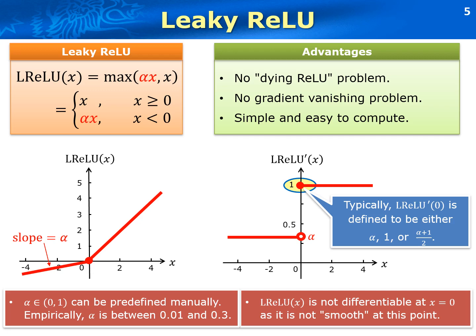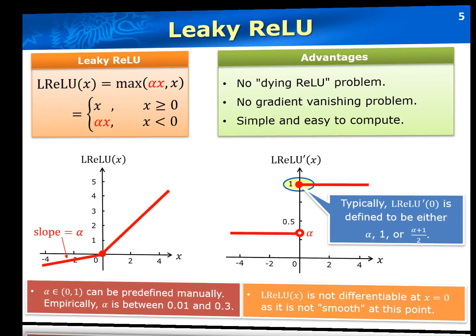Typically, we can define an output value for the derivative of leaky ReLU at a 0 point empirically, such as alpha, 1, or alpha plus 1 over 2. To alleviate the indifferentiable problem of ReLU, exponential linear unit ELU function is introduced.